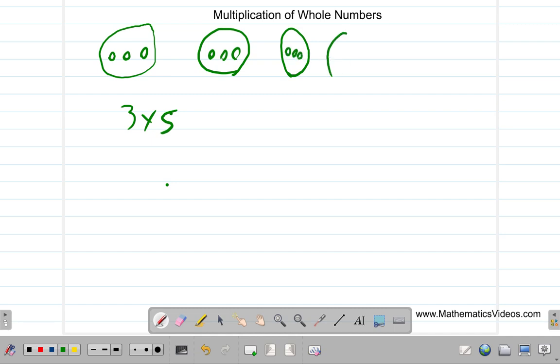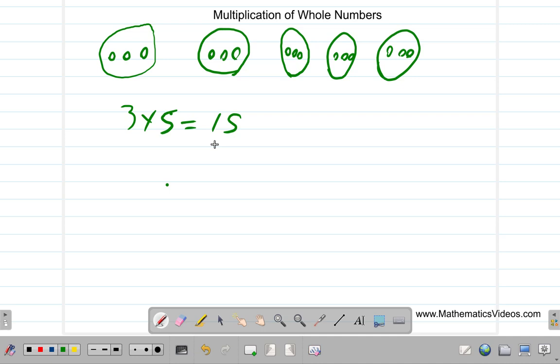You have another 3, and another 3, and another 3. How many is that? 1, 2, 3, 4, 5 of them. So how much do you have in total? 1, 2, 3, 4, 5, 6, 7, 8, 9, 10, 11, 12, 13, 14, 15. So you say 3 times 5 is 15. You see that? So you have a total of 15 mangoes.